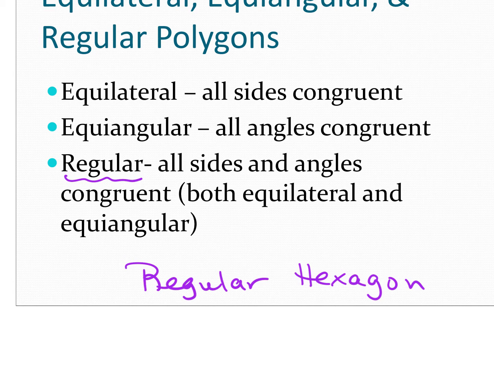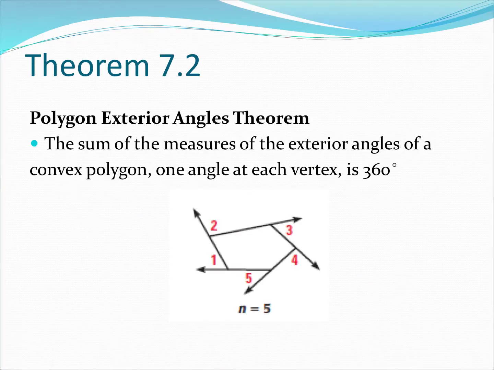The next slide is going to help you to get an easy answer on a test or a quiz, because whenever I ask you to find the sum of the measures of the exterior angles of a convex polygon, that answer, no matter what type of polygon it is, is always 360. So this is the polygon exterior angle theorem. Whether it's a pentagon, an octagon, a decagon, the exterior angles in those polygons will always add up to be 360.